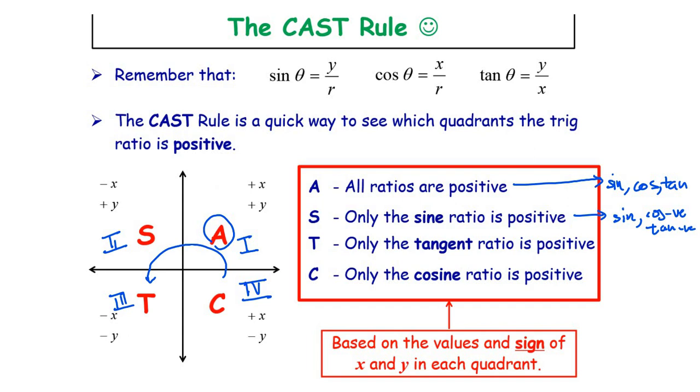Whereas when we move to the fourth quadrant, you would see that only the cosine ratio is positive. Rest all would be negative. Sine would be negative, tan would be negative.